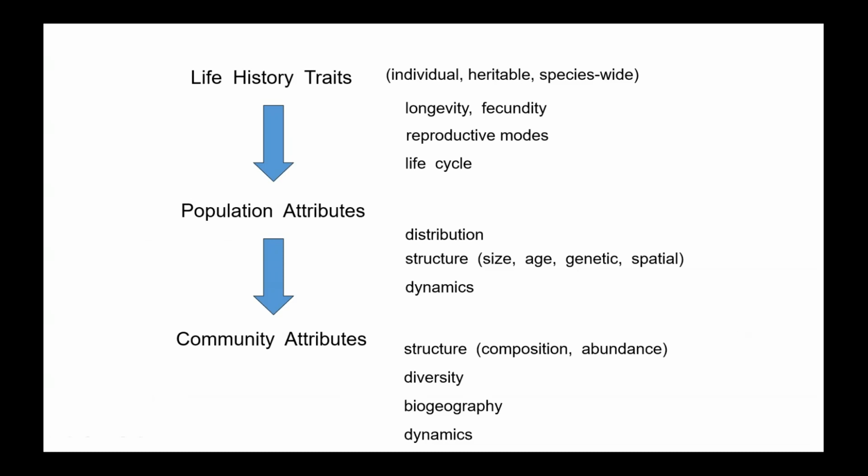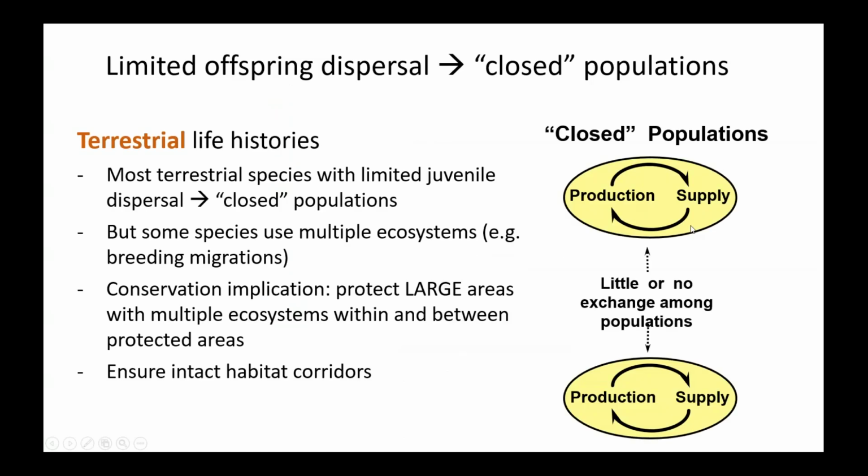So coming back to this topic of life history traits, to me, as a marine ecologist who compares marine and terrestrial systems throughout my career, one of the most fascinating things is the critical importance of life history traits. Things like an individual's longevity, fecundity, reproductive modes, the life cycle of a species are heritable traits that exemplify that species, and they influence population attributes, the distribution, structure, and dynamics of populations, which in turn influence the structure, diversity, and dynamics of communities.